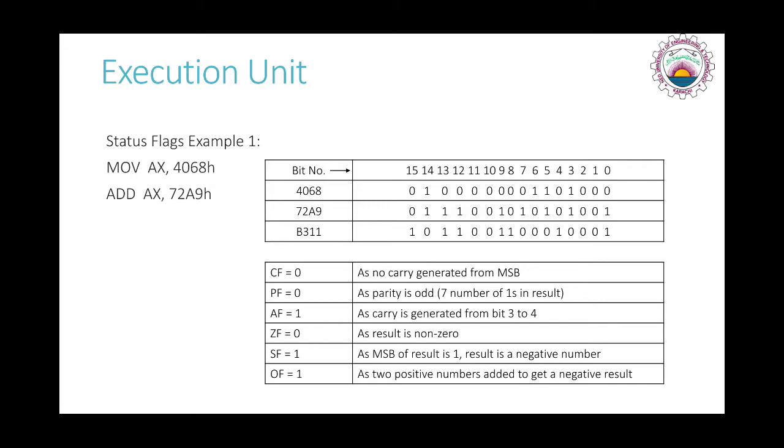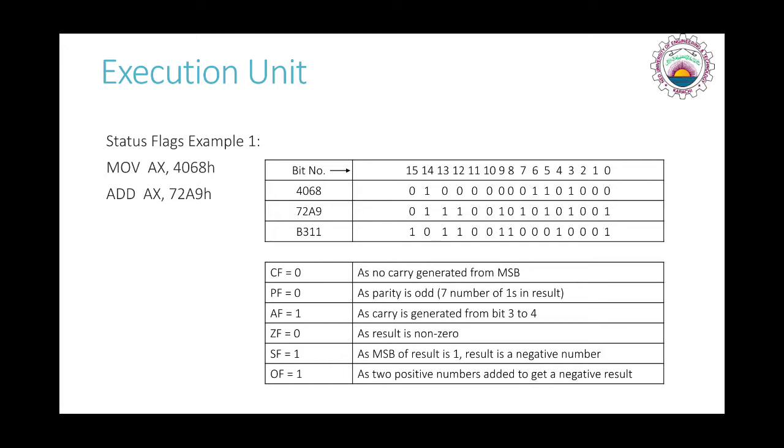Auxiliary carry flag will be having logic 1 because you may see that from bit number 3 a carry is generated to bit number 4. And as you may see that the result is B311 and that is a non-zero result, so zero flag will be having 0. Sign flag will be having logic 1 as the result is having MSB 1.